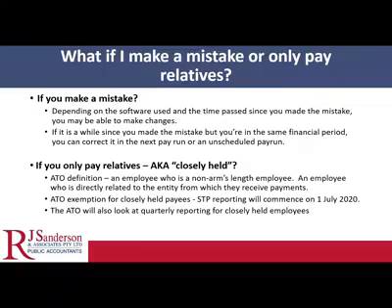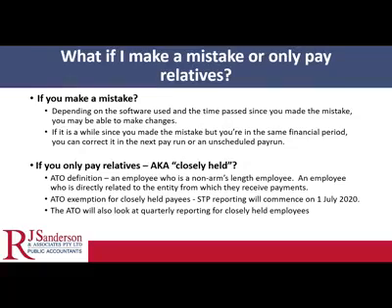What if you make a mistake? Depending on the software used and at the time that has passed since you made the mistake, you may be able to make changes by editing the pay run. If it is a while since you made the mistake or you have already made payments, you can correct it in the next pay run or run an unscheduled pay, providing you're in the same financial year. There's usually a grace period of around 24 hours for you to be able to change the affected pay run. If it's too late, you can perform an unscheduled pay run or simply make the change in the next pay run. So with errors, that's where you might involve the accountant just to see if we can assist you in some way.